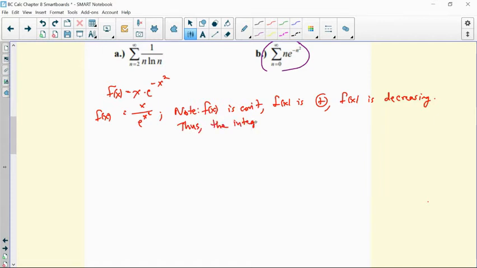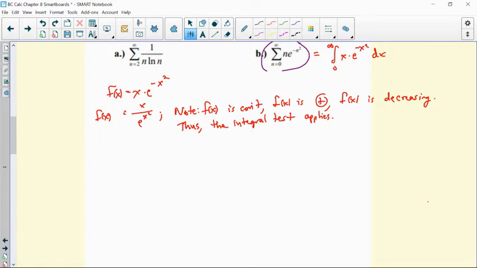And remember, the integral test isn't going to tell us what the sum is. It's just going to tell us the behavior. So I'm going to analyze the behavior of the improper integral. So we'll rewrite this as the integral from 0 to infinity of x times e to the negative x squared. And if the behavior of that integral converges, we'll know the series converges. We won't know what it converges to, but we will know it converges. If that integral diverges, then we'll know the series also diverges.